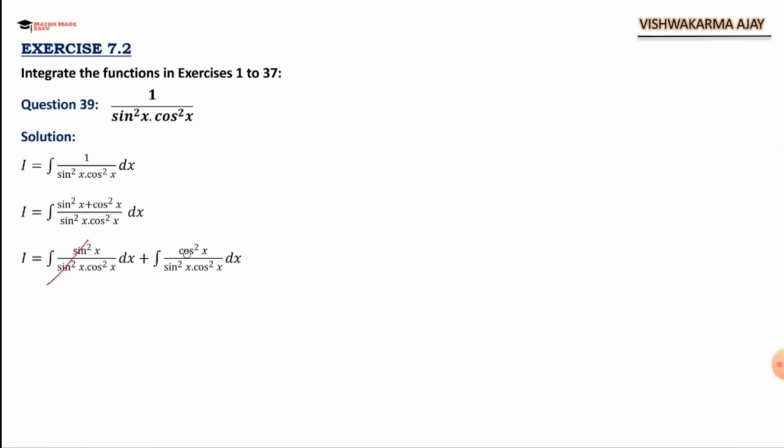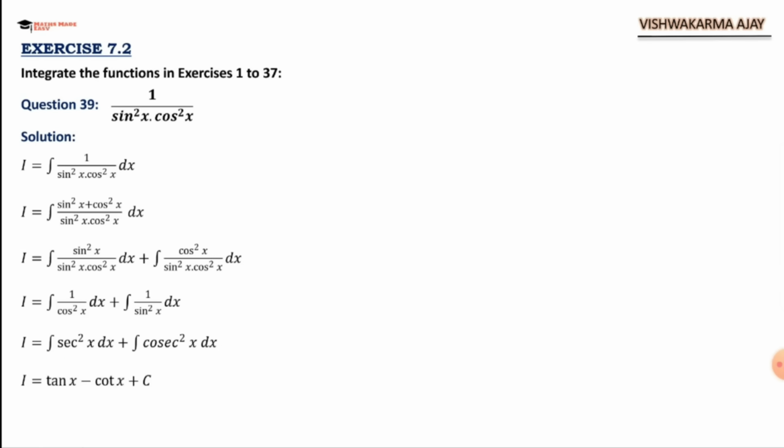Sin square cancelled, cos square cancelled. 1 upon cos square can be written as sec square x, and 1 upon sin square can be written as cosec square x. Integration of sec square x is tan x and cosec square x is minus cot x. That's it. Tan x minus cot x plus c. Here we complete our exercise number 7.2.